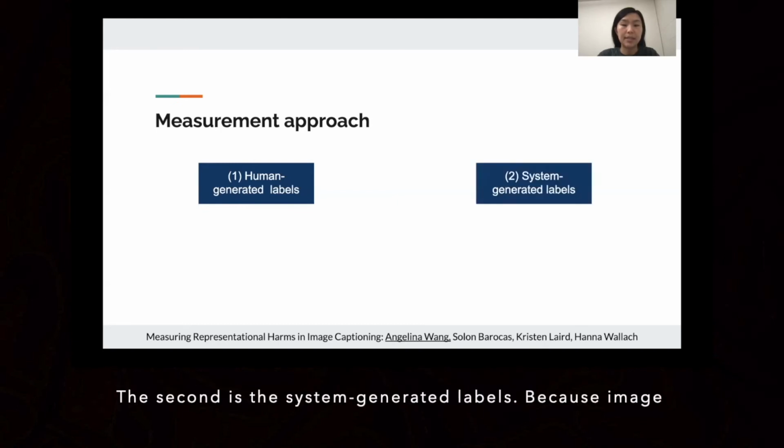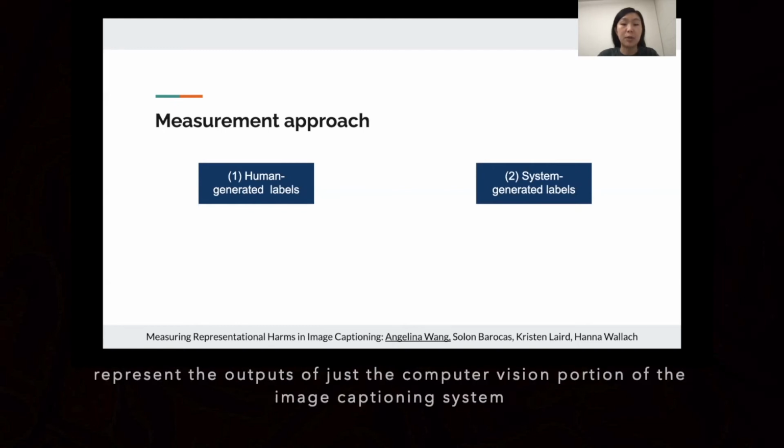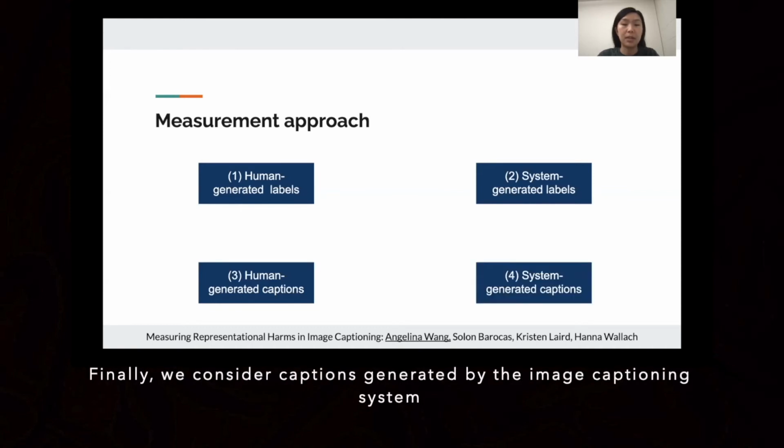The second is the system-generated labels. Because image captioning systems are often composed of a computer vision and natural language model, these represent the outputs of just the computer vision portion of the image captioning system. Third, we consider the human-generated captions that come with an image captioning dataset. Finally, we consider captions generated by the image captioning system.